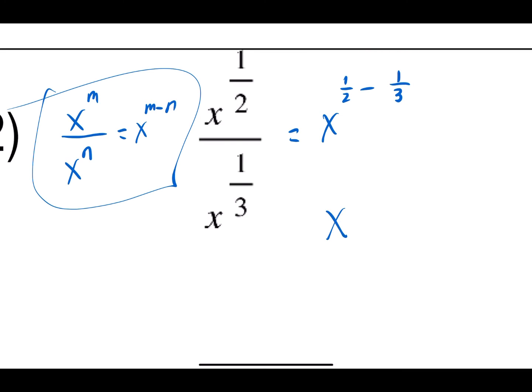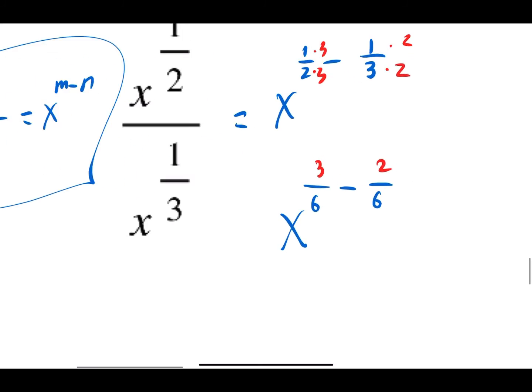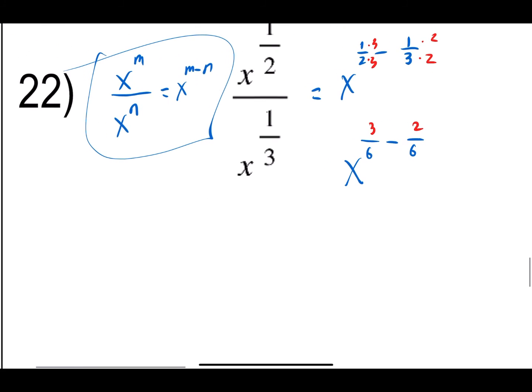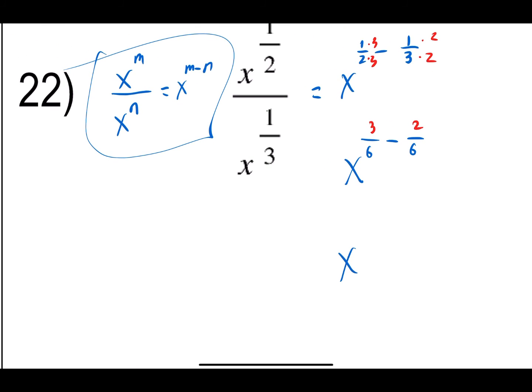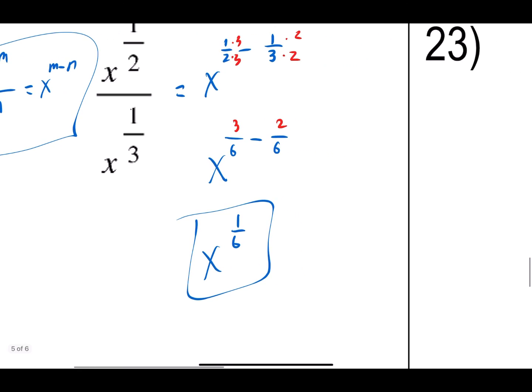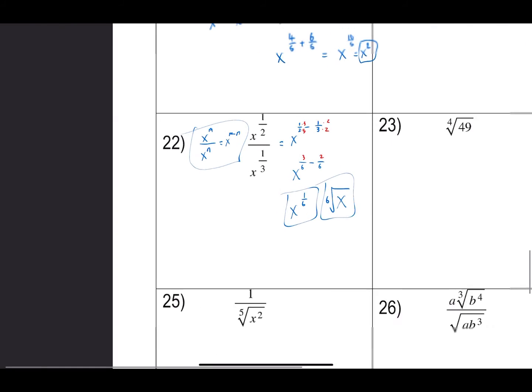So we have x to the 2 and 3 should make 6. Let's see. 2 times 3 is 6. 1 times 3 is 3. 1/2 is 3/6. 3 times 2 is 6. 1 times 2 is 2. So we have 3/6 minus 2/6, which will leave us with x to the 3 minus 2, which is 1/6. Perfectly acceptable answer, unless you'd rather call this the 6th root of x. Also a perfectly acceptable answer.